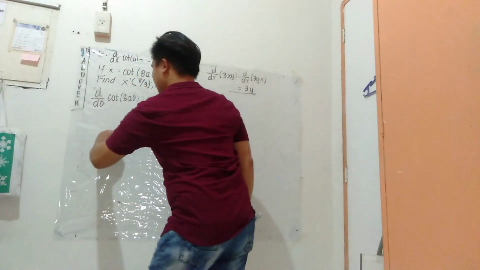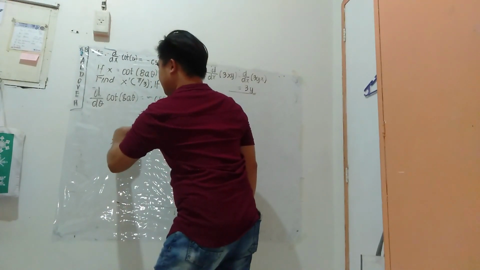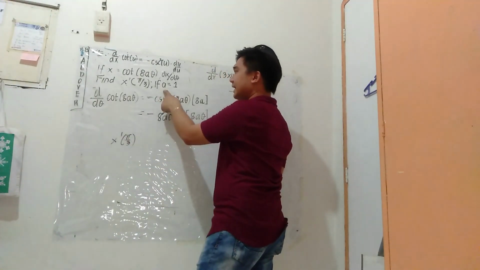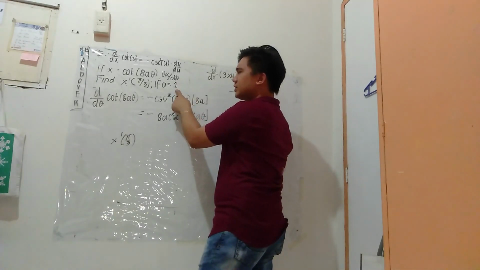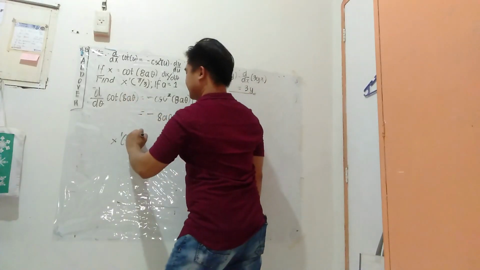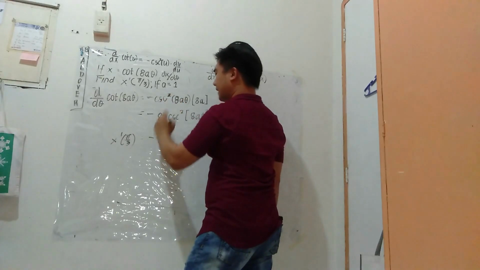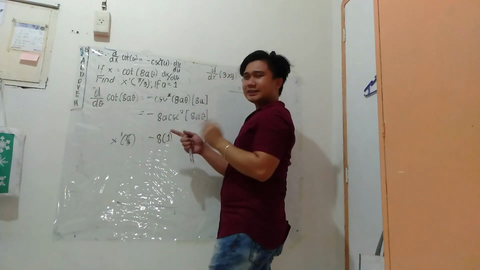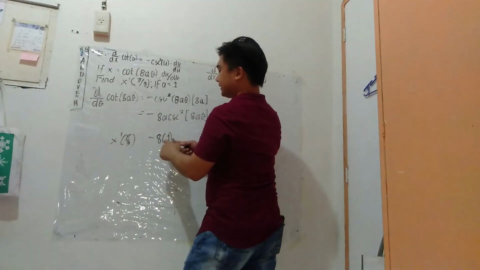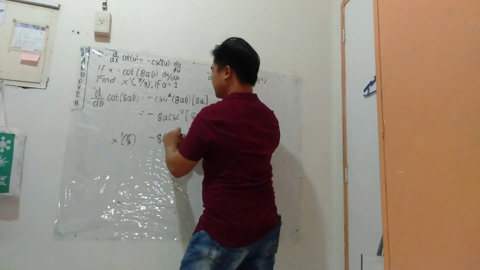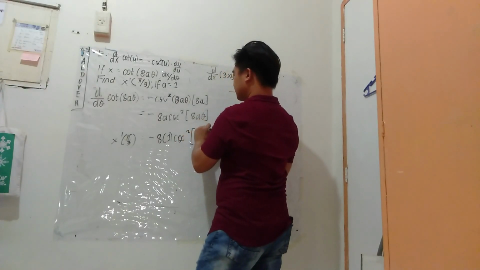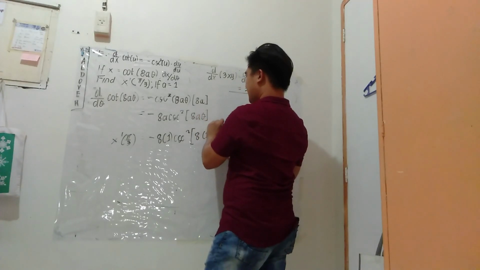x prime of pi over 3, meaning all theta here we replace with pi over 3. A is equal to 1. That is negative 8 times 1, because that is a, cosecant squared of 8, a is 1, theta is pi over 3.